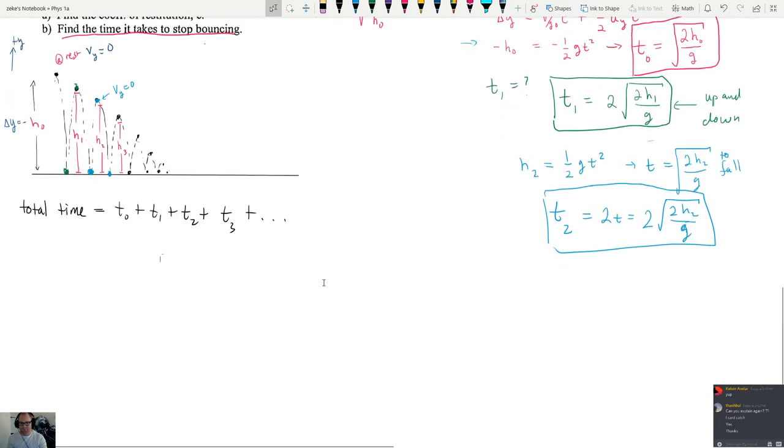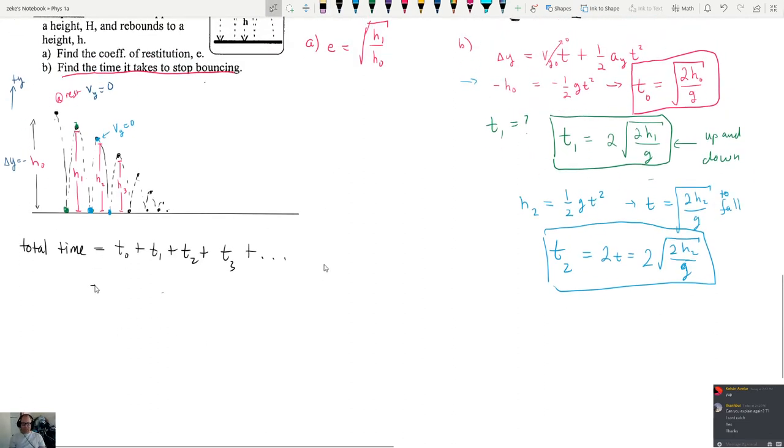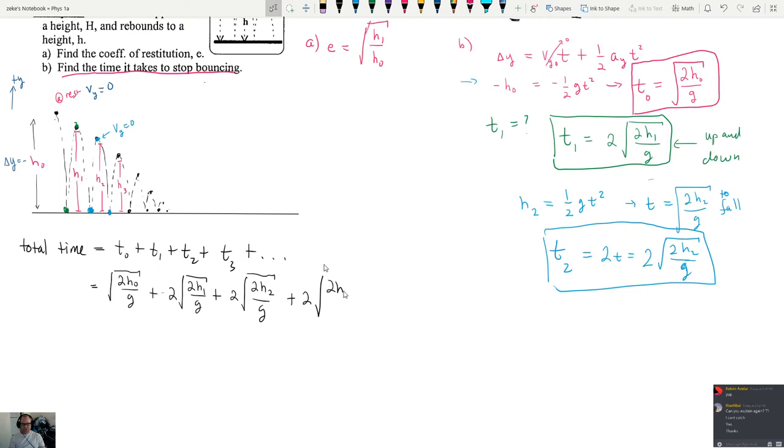And if we start to plug in what we have, so we had that T0 was equal to the square root of 2h0 divided by g. We had that T1 was double the square root of 2h1 divided by g. T2 is 2 times the square root of 2 times h2 divided by g. And we did write it down, but T3 would be 2 times the square root of 2 times h3 divided by g. Plus dot dot dot until h is 0, basically, right? Or until the time is 0. Does this equation make sense to everyone?